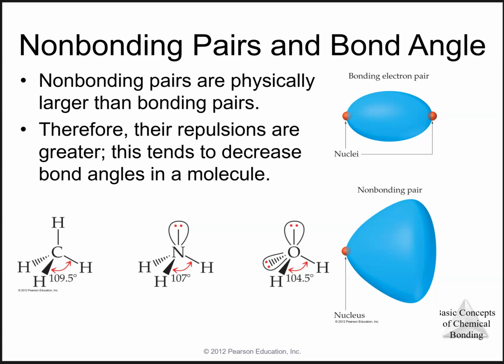In ammonia, we have a bond angle shrinkage of about 2.5 degrees. And when we go from ammonia to water, we see another decrease of about 2.5 degrees. So while it's not a profound effect, lone pairs on central atoms have the effect of shrinking the bond angles of other attached atoms.